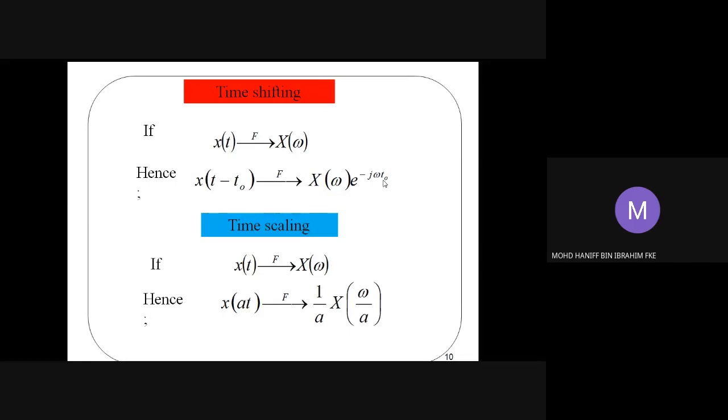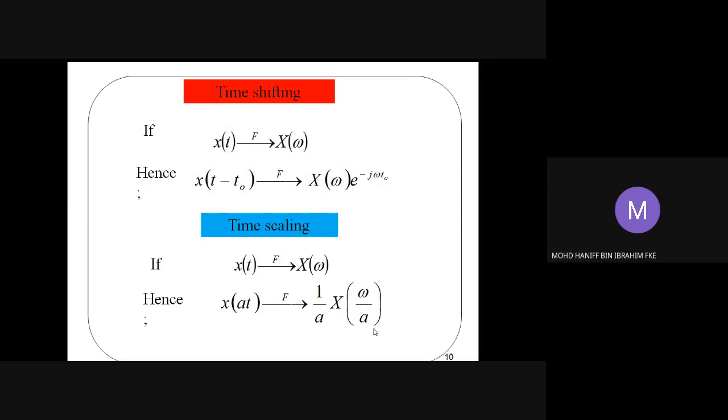So the third property is time scaling, in which if we have x(t), the Fourier transform will be X(omega). Let's say now we have a scaling of time by a, x of at. The respective Fourier transform will be simply 1 over a times X of omega divided by a.